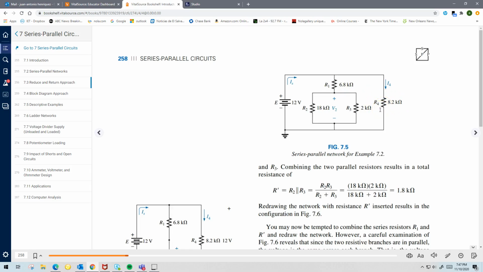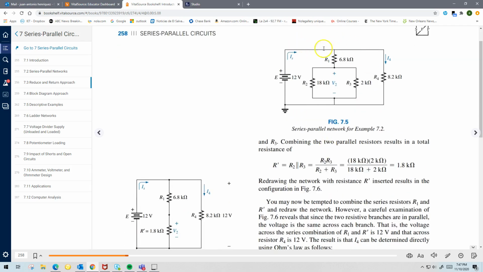But you notice a few things also, and that's what you should know from previous chapters. The voltage across R4 is 12 volts, right? From here to here. And the voltage from here to the bottom is also 12 volts, right? Because they all share the same node at the top and the same node at the bottom.